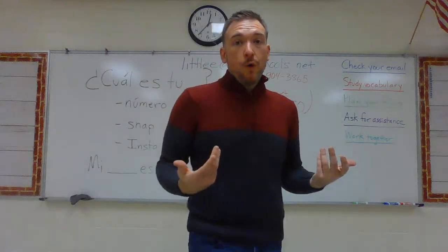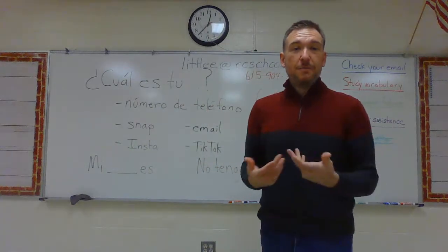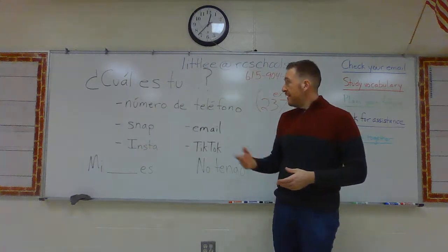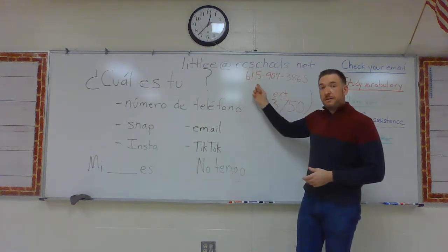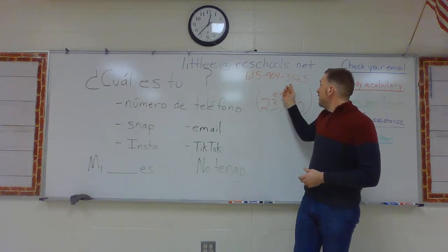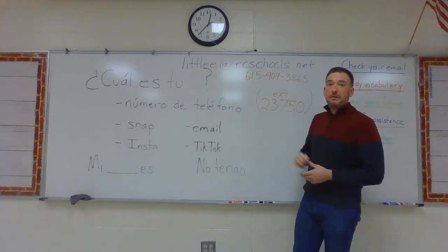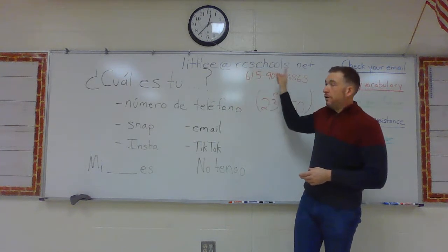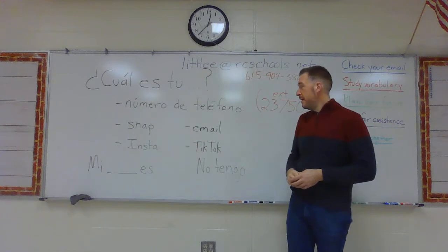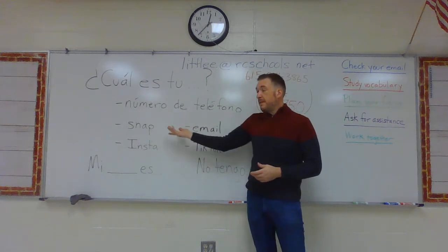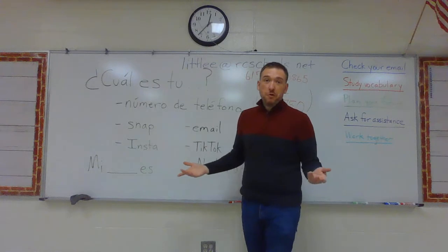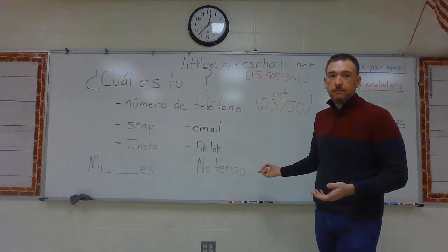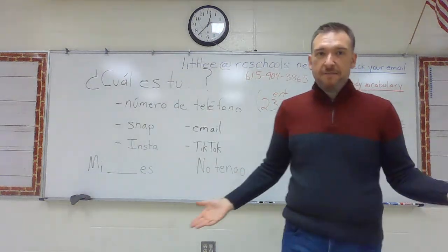So, ¿cuál es mi información? ¿Cuáles son mis datos? What's my contact information? Bueno, mi número de teléfono es 615-904-3865, extensión 23750. Mi correo electrónico está aquí. I've already said that one a few times. ¿Cuál es mi Snap? Bueno, yo no tengo Snap. No tengo TikTok. No tengo. No tengo means I don't have.